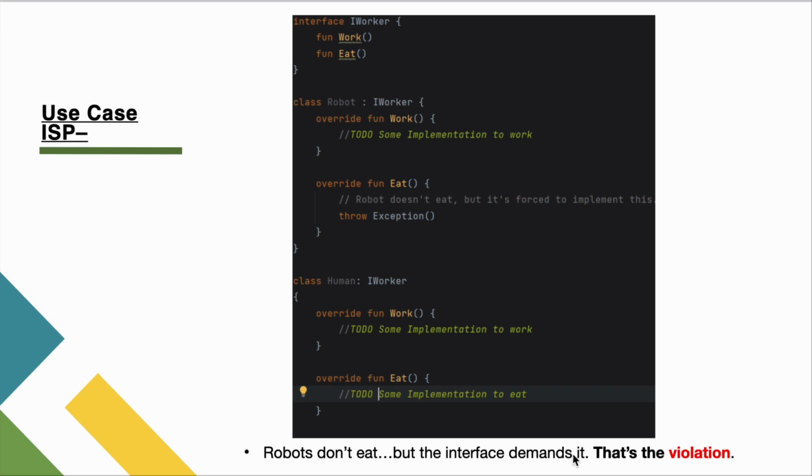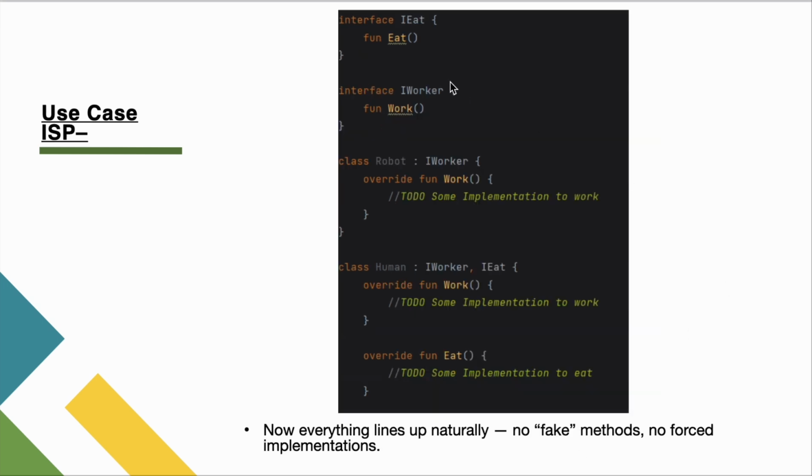So this can be avoided if we segregate the interfaces, like we create two different interfaces, IEat and IWorker, each with their own function. Now I create a class Robot and I just implement IWorker, which will give me only one function, work. So that is fine. I create another class Human, and this time I implement IWorker and I also implement IEat, which will give me both of the functions.